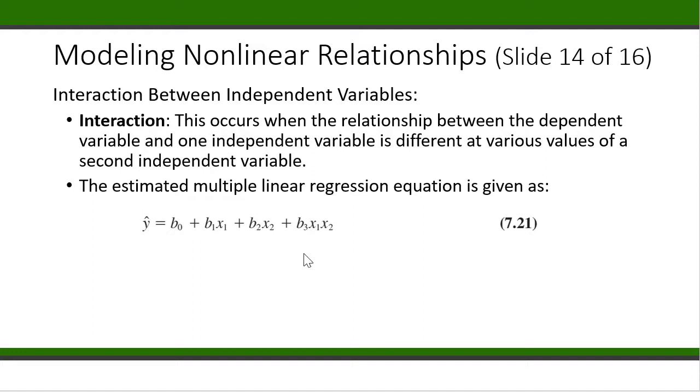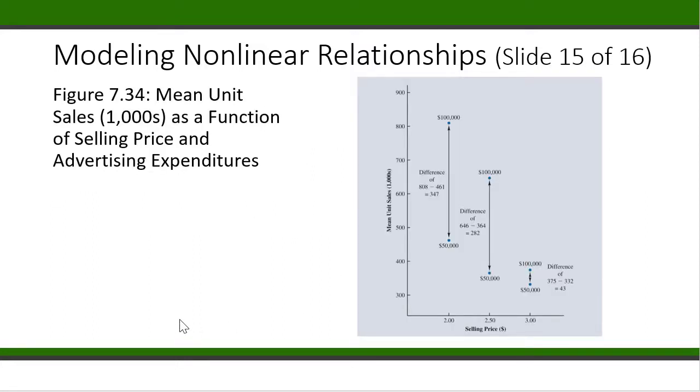And we can go on and make this model as complicated as you want. We could put in some quadratic expressions in here as well. So here we have an example of sales, the mean unit of sales, as a function of selling price and advertising expenditure. So we think there's an interaction between selling price and advertising expenditure.